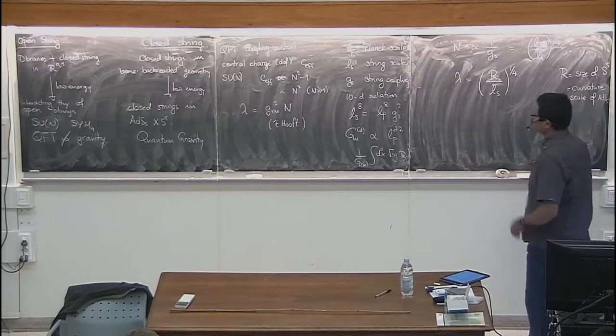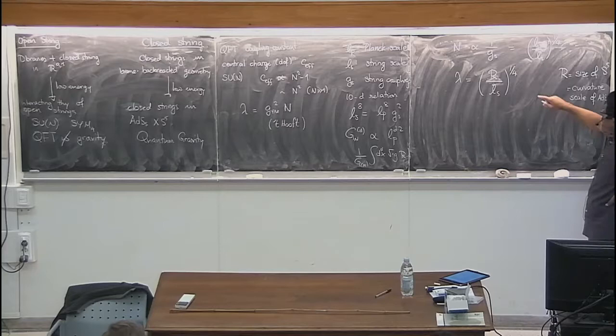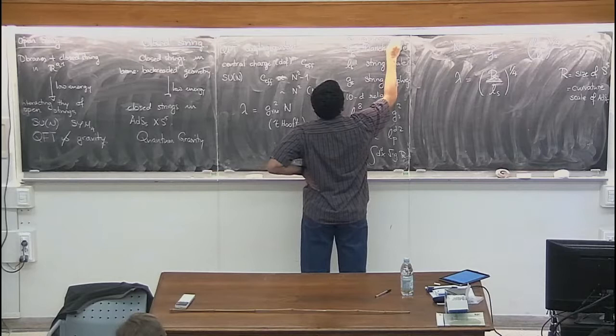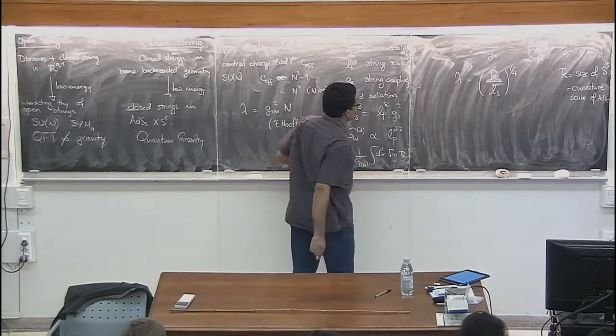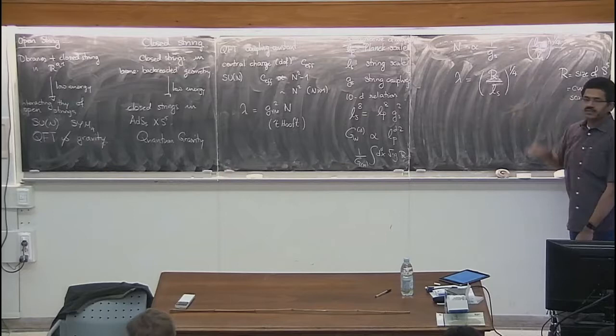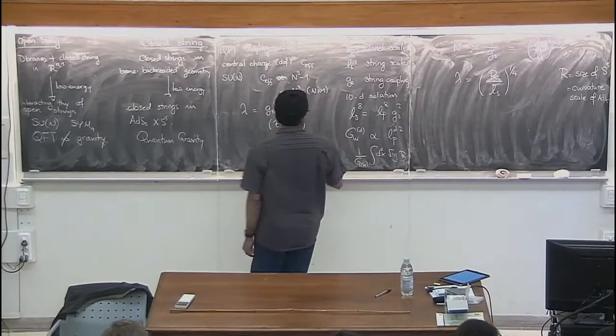So now we have something interesting to say. I should have put the scale as well. So there's the curvature scale of the geometry. I had three length scales, so I can form two dimensionless constants. I formed them: the string coupling and this ratio. And the field theory has a dimensionless coupling lambda and a central charge which is dimensionless, which is N.